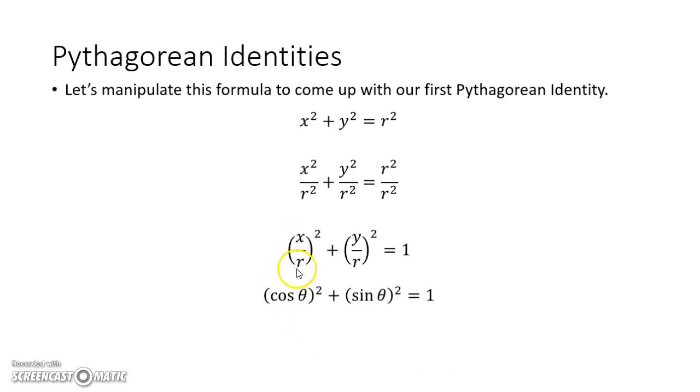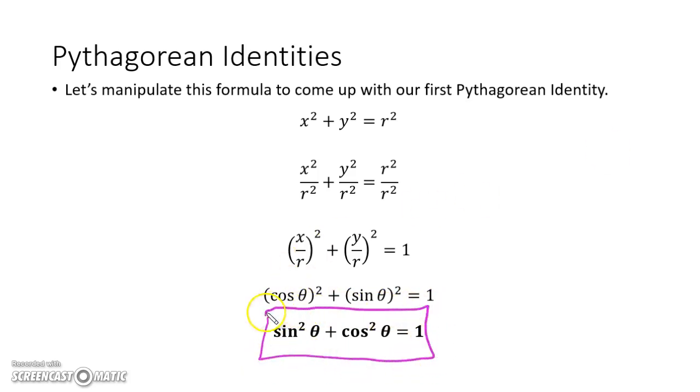So x over r, if you remember, is actually cosine of theta. If we go back to that original formula, you can see x over r is cosine of theta, and y over r is sine of theta. If you don't believe me, check it out. And you'll notice if we rewrite these, just flip these two, it becomes sine squared plus cosine squared equals 1. That's our first identity, and it's going to be our little showstopper here. Sine squared plus cosine squared equals 1. That's going to be the first identity that I want you to try and memorize. We're going to keep that in our pocket. It's going to come back in calculus as well.